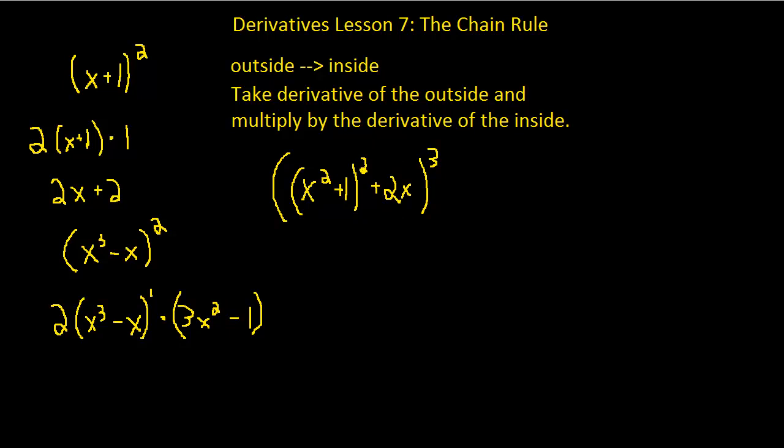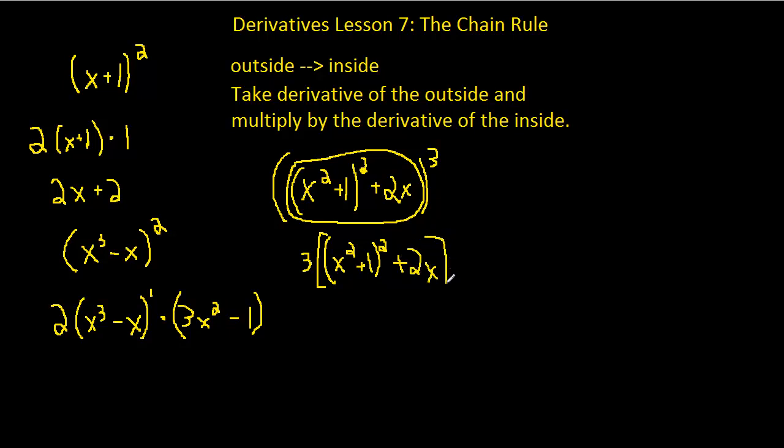So let's pretend that this entire section in here is one unit. So we take the outside, just this cubed part here, and take that derivative and multiply by the derivative of the inside, just like before. So what we get is 3 times, might have to do brackets here, ((x squared + 1) squared + 2x). This whole thing goes squared. So that's the derivative of the outside.